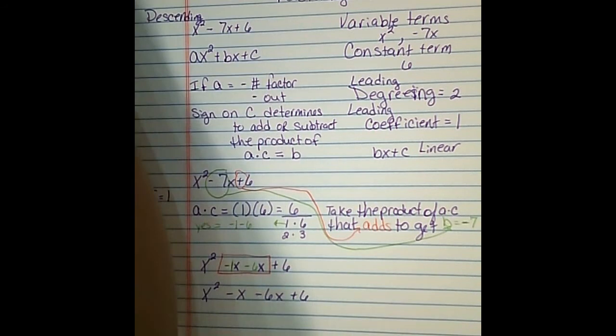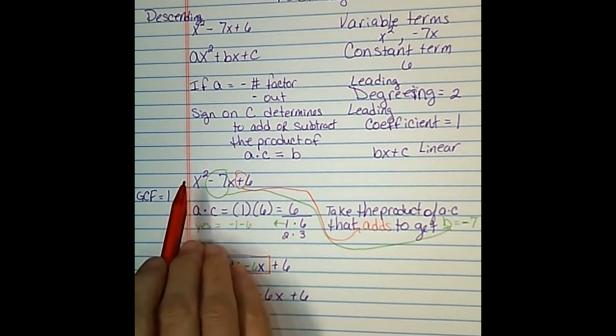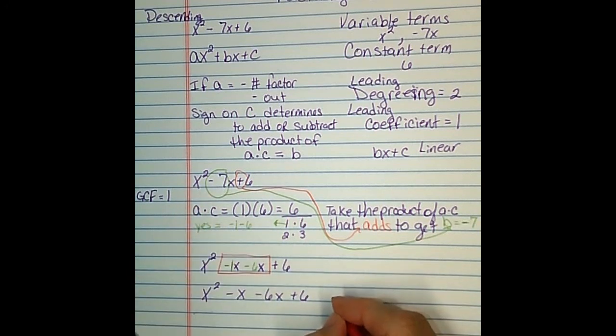And would you agree, I did not change the original because negative X minus 6X gives me negative 7X. So I have the equation, except this is in polynomial form. It has 4 terms. So let's use factoring by grouping.